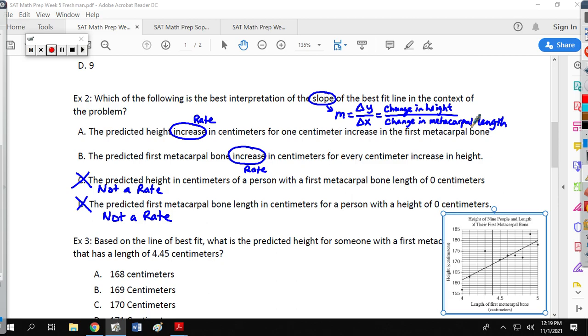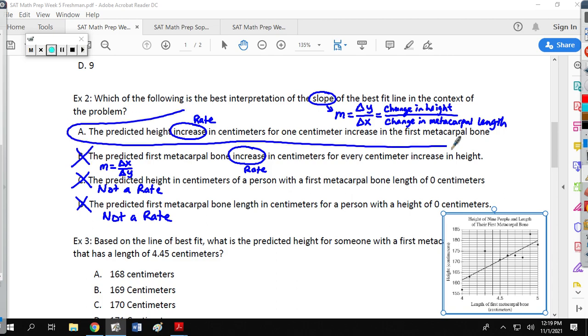So if we look at the two options, letter B, okay, is really showing us the change in x over the change in y. The height and the metacarpal length are backwards. So that is not the correct answer either. A is the correct answer because that is the one that shows us the predicted height increase for each 1 centimeter increase in metacarpal bone. So our correct answer on example 2 would be A, because that is the one that correctly shows us slope is the change in our y value over the change in our x value. Whereas B puts the x value on top, which is incorrect for slope.